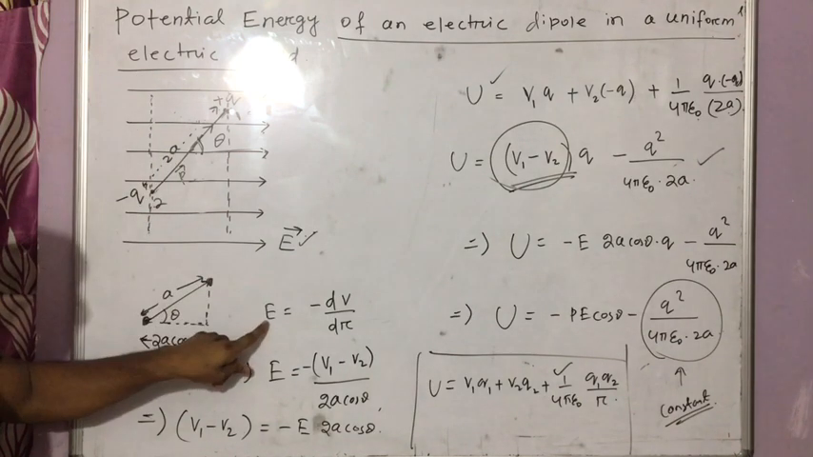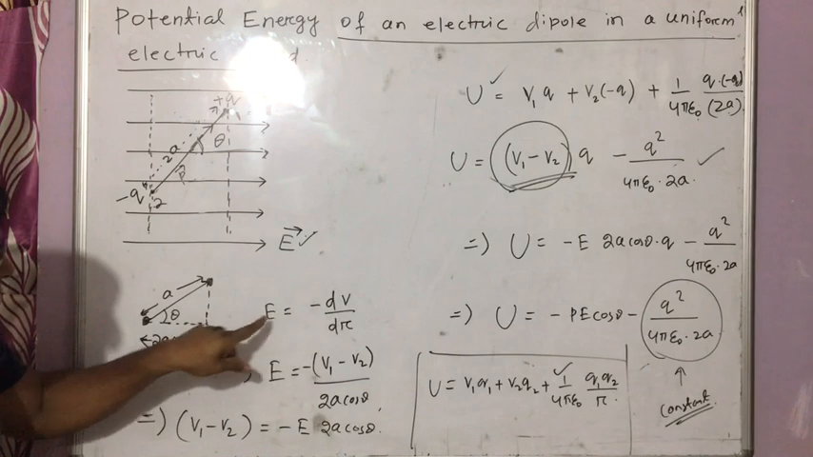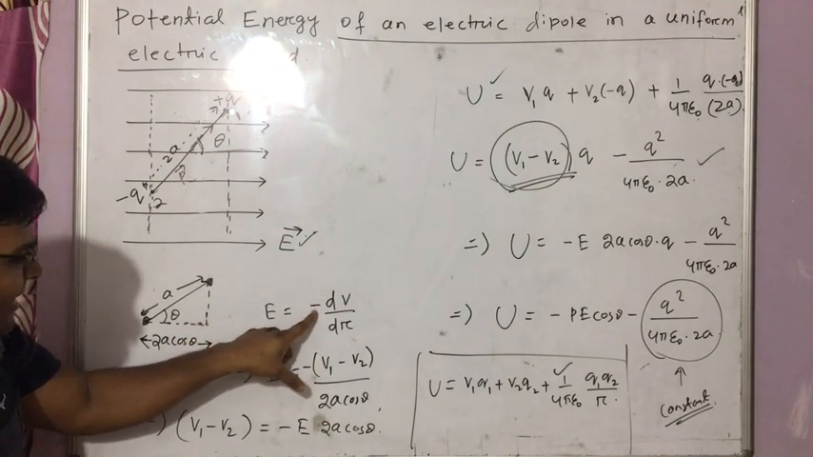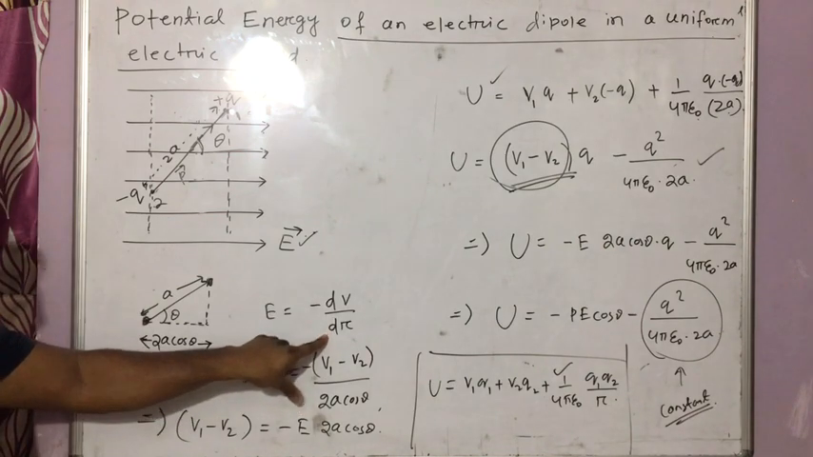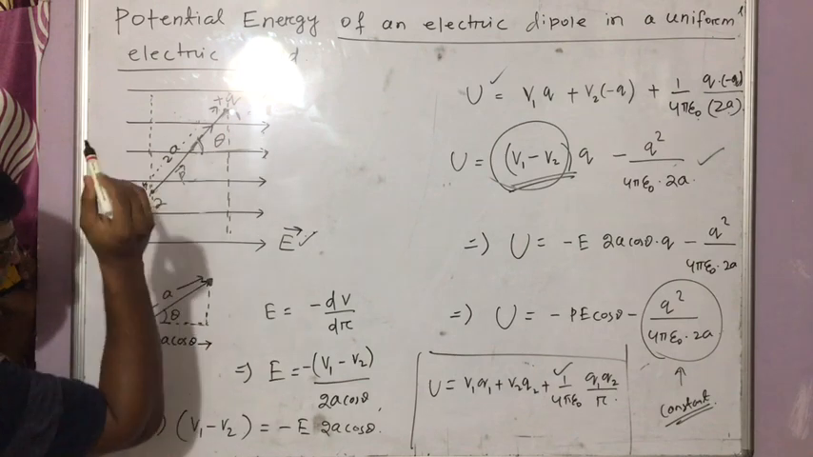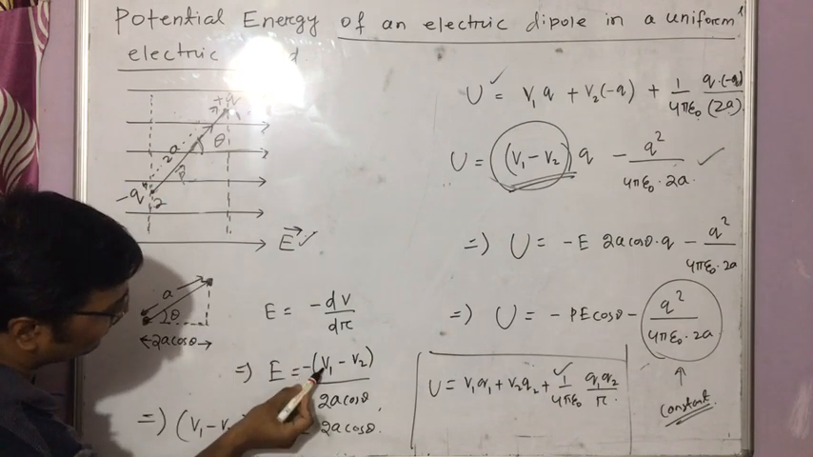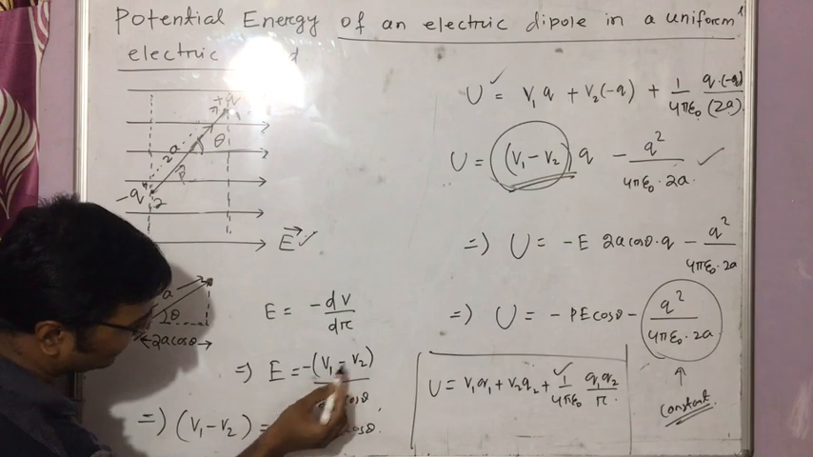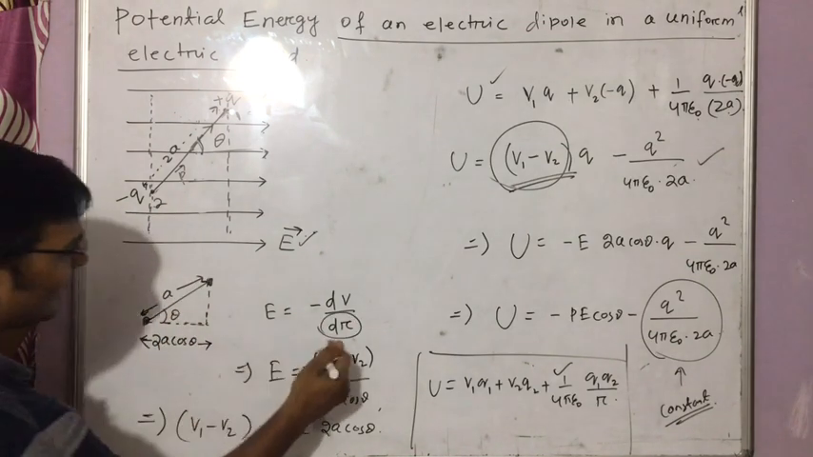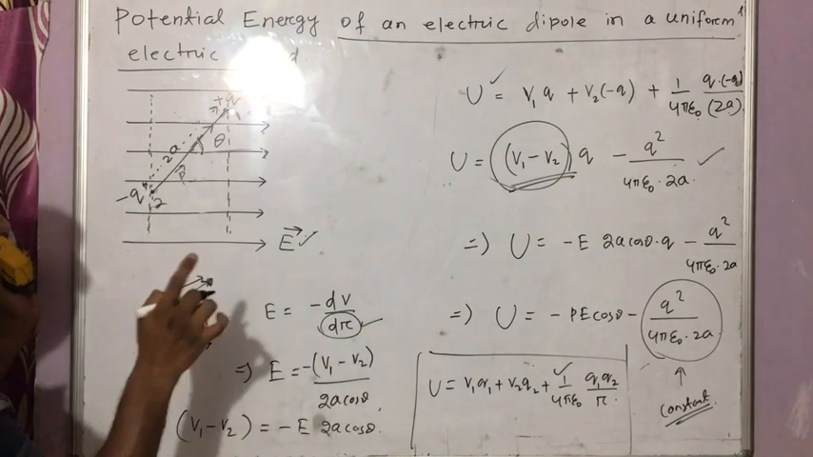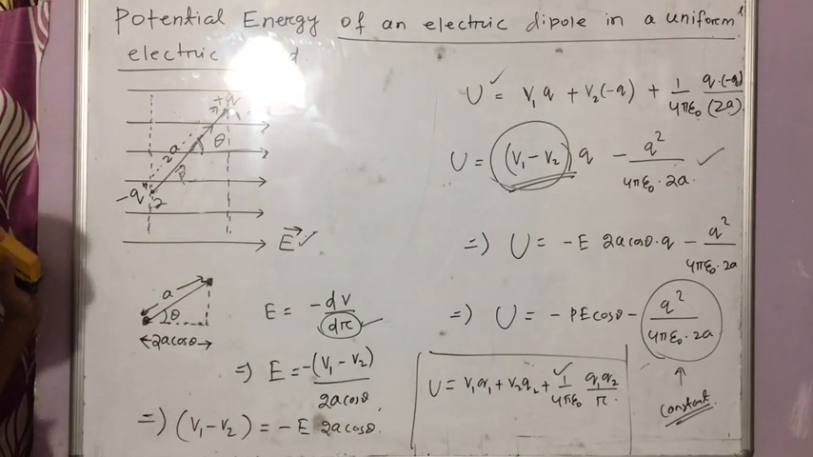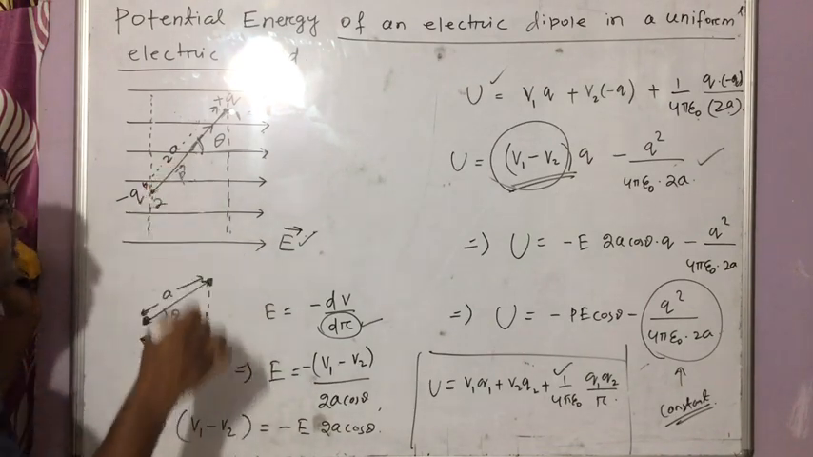Now, we can use the relation between electric field and potential difference, E is equal to minus dV by dr. Already we have derived this. Now, you see this dV is the potential difference between this point and this point, so it is minus of V1 minus V2. What is this dr? Try to understand. While calculating this distance, we need to take the perpendicular distance, or the displacement of the charges.